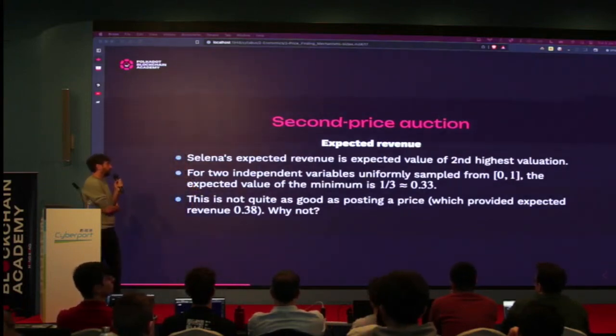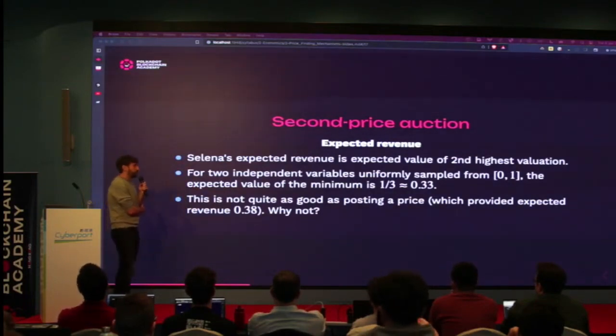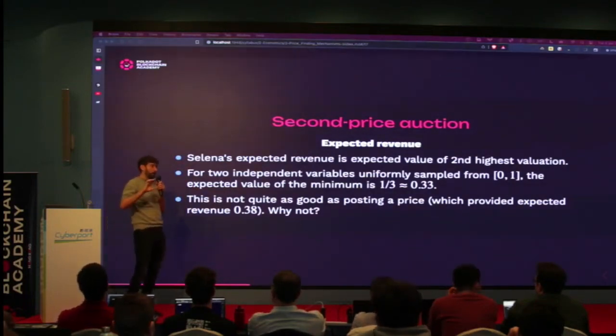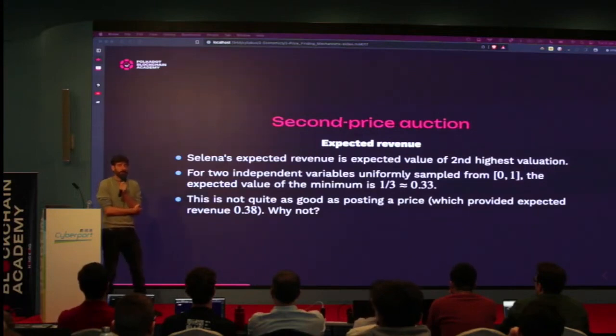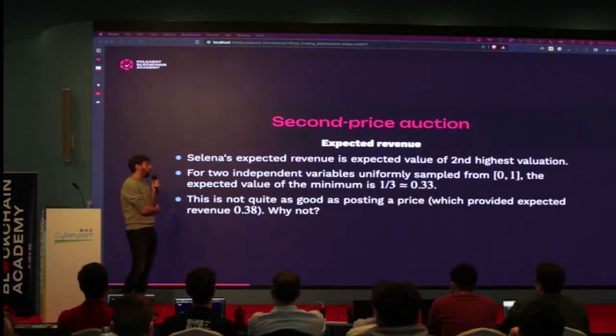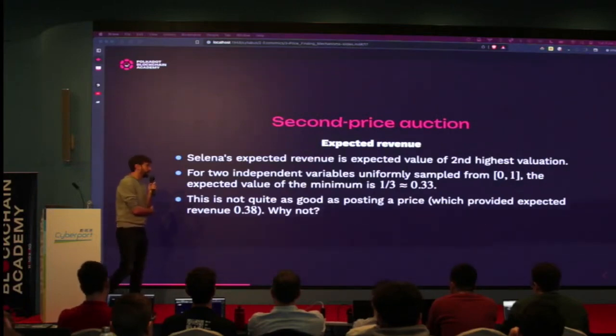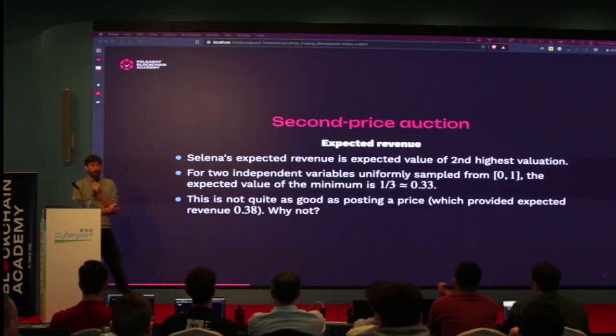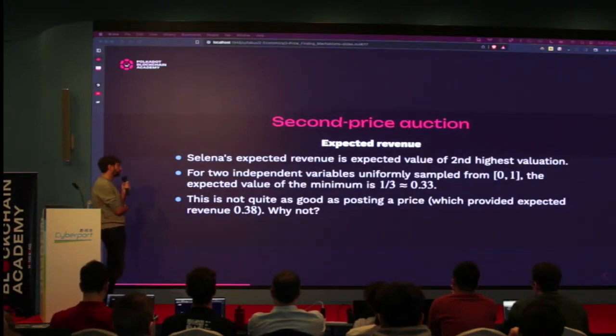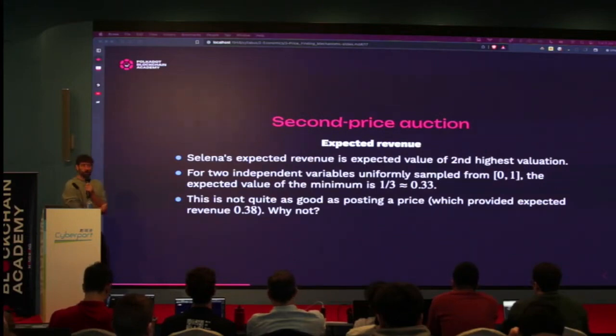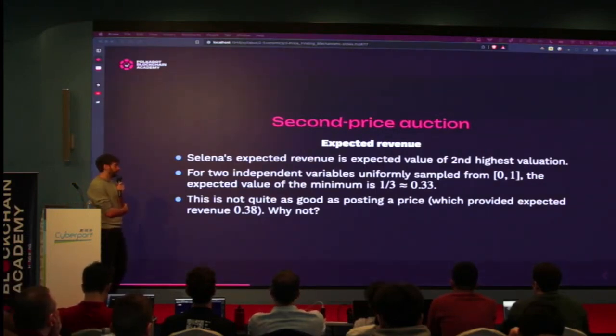And for 2 independent variables uniformly sampled from 0 to 1, we can bank a little bit on this nice uniform distribution. We know, and this is also shown in the lecture notes, that the expected value of the minimum of the 2 values is 1/3. But this is not quite as good as posting a price, where, remember, she was able to gain an expected revenue of 0.38.